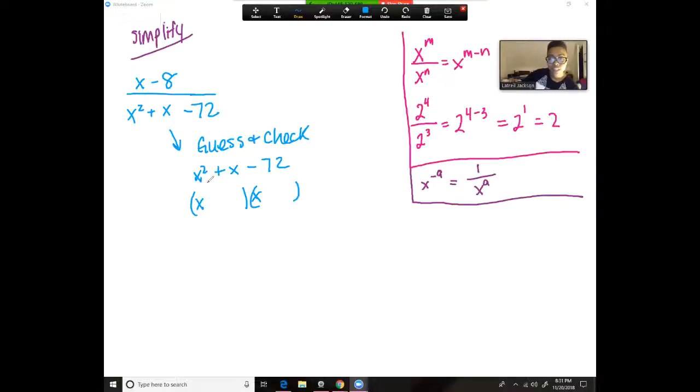So the first term was factored out. The last term now will be factored out.